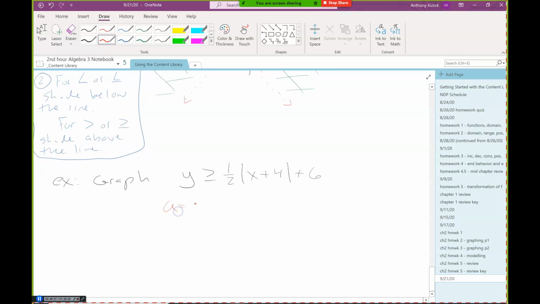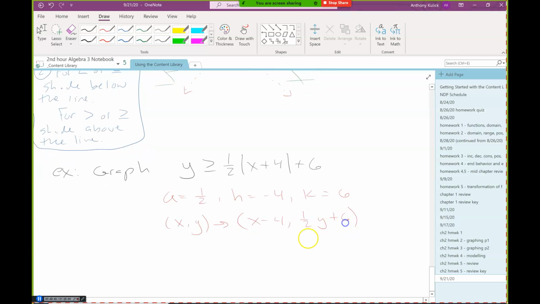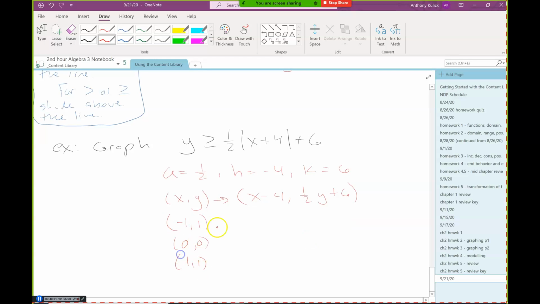So identify our value for h and for k. We'll write our transformation map. And then transform our three key points. Again, every time we graph an absolute value, we're using these same three key points.